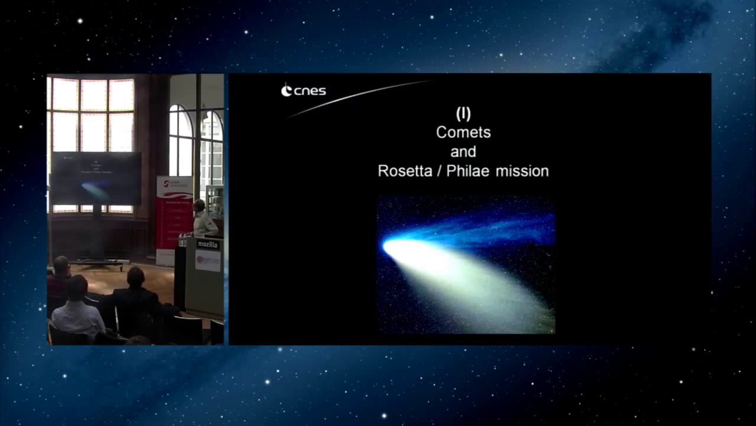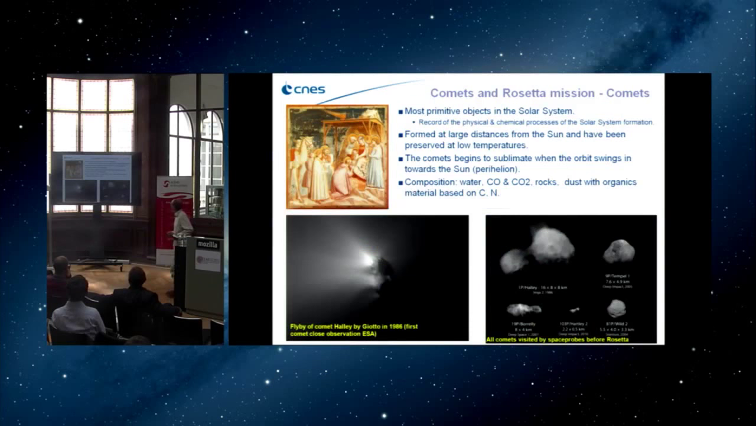So let's go and present the Rosetta and Philae mission. Why do we go to comets? Why are we interested in comets? It's because they are very primitive objects. They are the most primitive objects of the solar system. So they are a kind of fossil of the solar system.